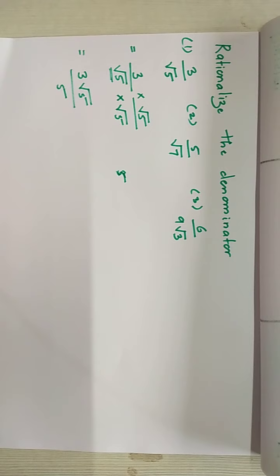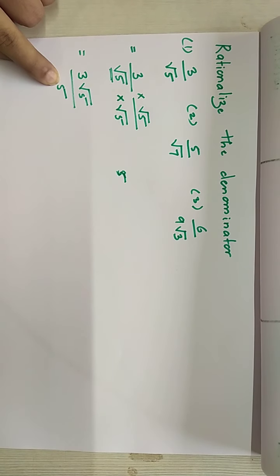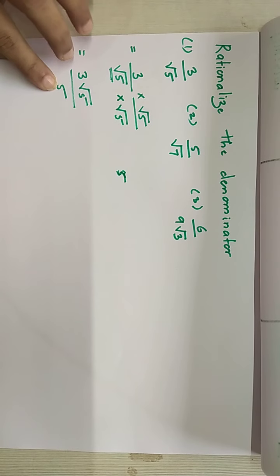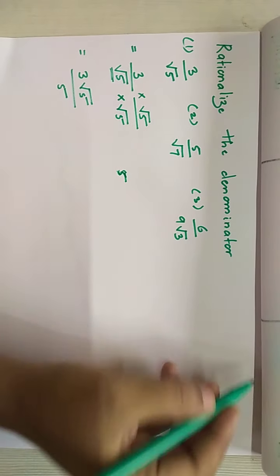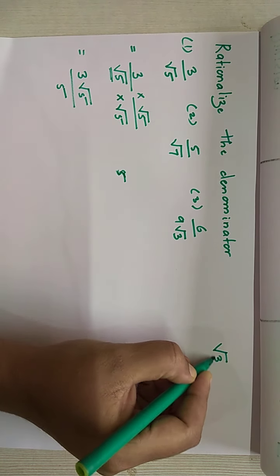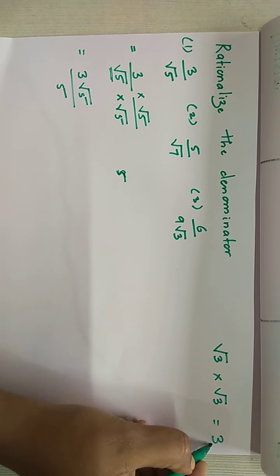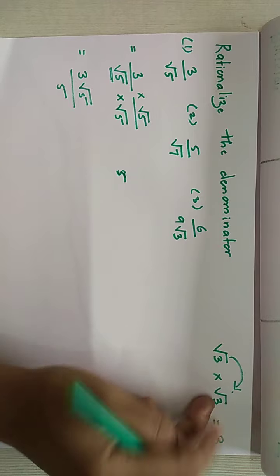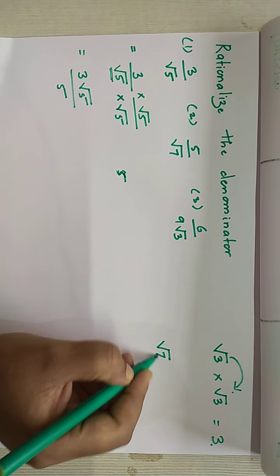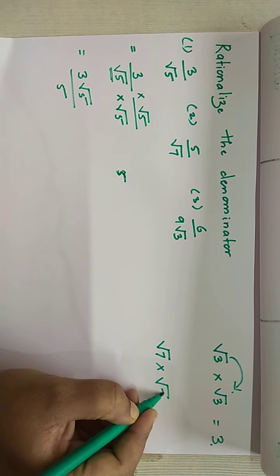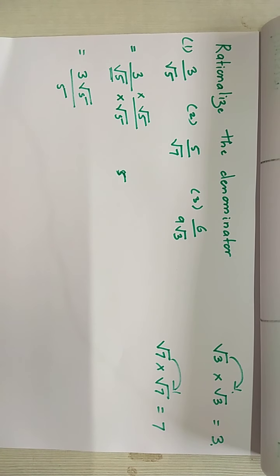So our work is done. In the denominator there was a third part, root 5. We removed it, so our work is done. We call this the conjugate, children. Conjugate means: root 3 multiplied with root 3 gives 3, so the conjugate of root 3 is root 3. Or if I say root 7, when you multiply with root 7, you get 7. That means the conjugate of root 7 is root 7.